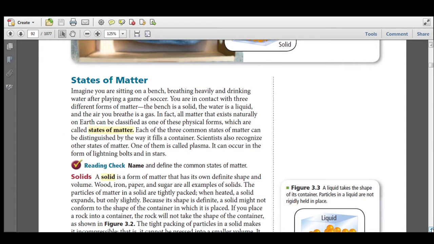Imagine you are sitting on a bench, breathing heavily and drinking water after playing a game of soccer. You are in contact with three different forms of matter. The bench is a solid, the water is a liquid, and the air you breathe is a gas. In fact, all matter that exists naturally on Earth can be classified as one of these physical forms, which are called states of matter. Each of the three common states of matter can be distinguished by the way it fills a container. Scientists also recognize other states of matter. One of them is called plasma. It can occur in the form of lightning bolts and in stars.